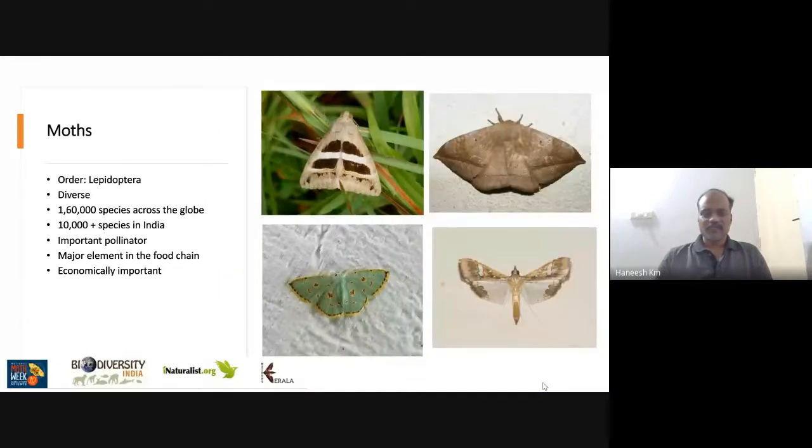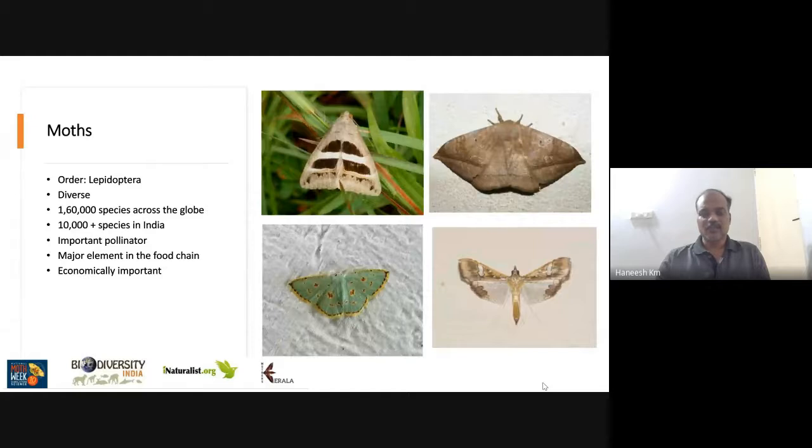As I mentioned, moths are one of the most diverse groups of insects. In the food chain, they come just after the plants. So the diversity of moths is huge. We estimate around 160,000 species across the globe. That's a huge number. In India, compared with butterflies, we have only 1,200 butterflies, but we expect at least 10 times more moths in India.